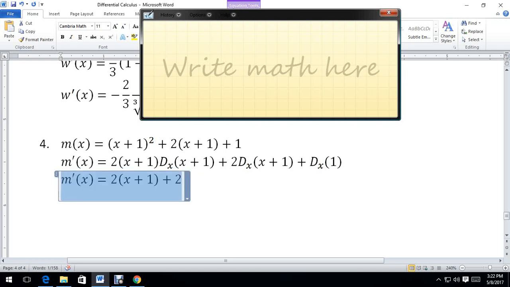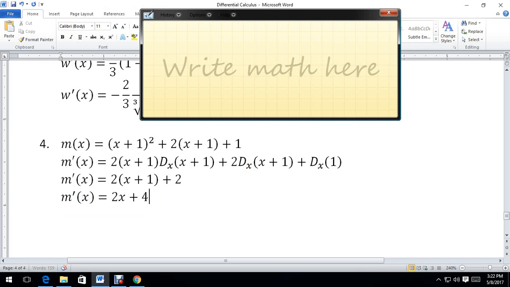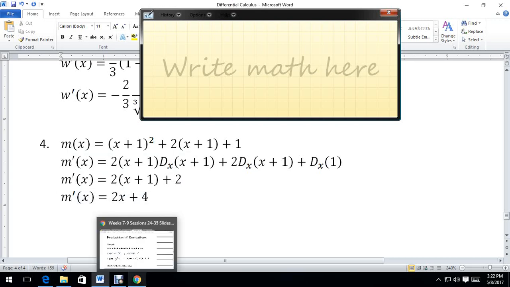We could simplify this further by distributing 2 to x and 1. So this becomes 2x plus 2x, 2 times 1 becomes 2, and this becomes 2 plus 2 becomes 4. So finally, our answer for example number 4 would be 2x plus 4 as the derivative of the function m of x. Okay, so this concludes our discussion for chain rule.